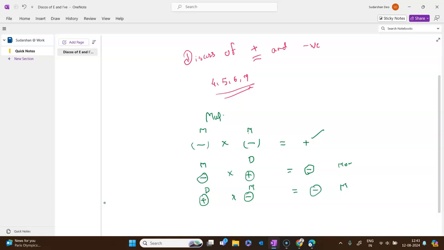So positive multiplied by negative is negative. Negative multiplied by positive is negative. Negative into negative becomes positive. In both cases, when mom is telling and mom is deciding, it becomes a positive. Otherwise, in all the cases when signs are different, that will be a negative.